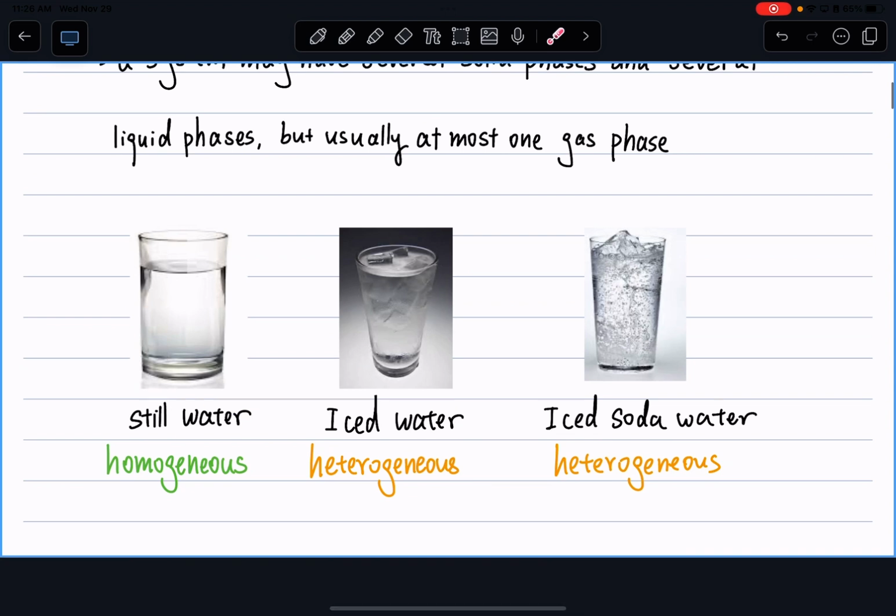Now, these are the examples we've seen before. For example, a cup of still water, not considering the vapor, is homogeneous. If you have ice water, then it's heterogeneous. You have a solid phase and a liquid phase. That's a one-component heterogeneous system with two phases. Now, if you are talking about ice soda water, then you have three phases, not considering the water vapor.